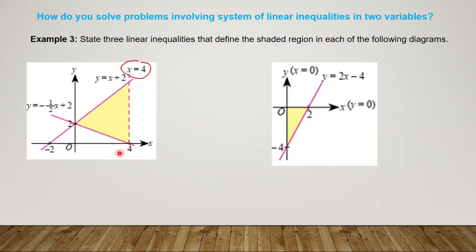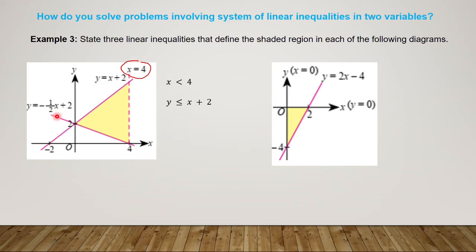Therefore, the first inequality that we have is x is less than 4. For y equal to x plus 2, this is a line here. You can see the region is at the bottom, right? Meaning that it is also less than. And then the line here is a solid line. So it is less than or equal to. Therefore, the inequality that is formed will be y is less than or equal to x plus 2.